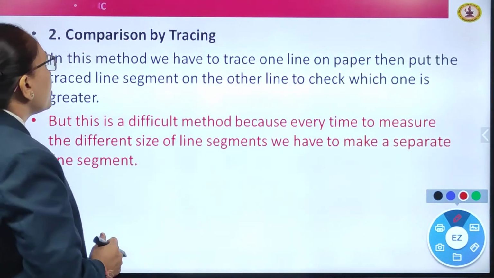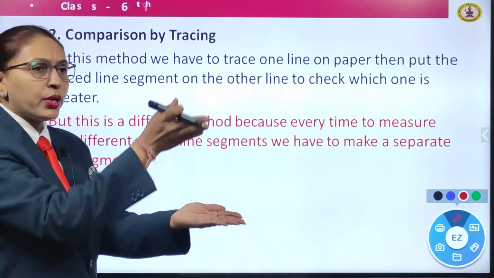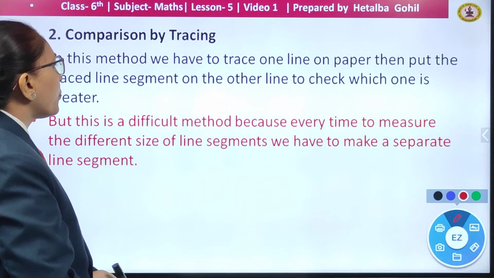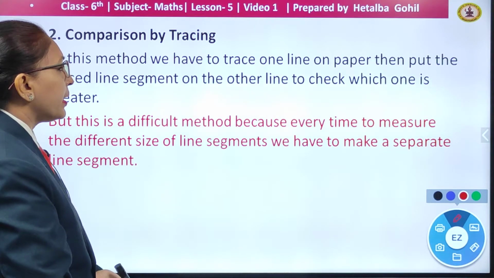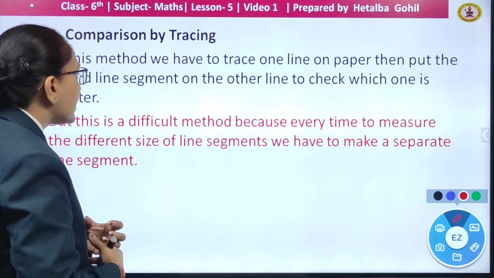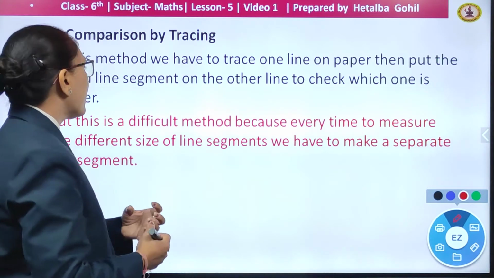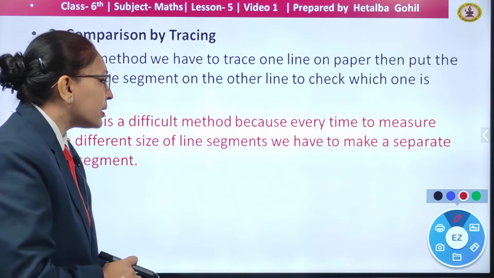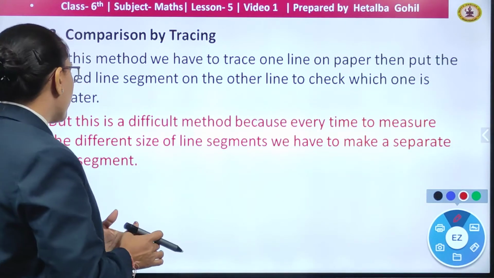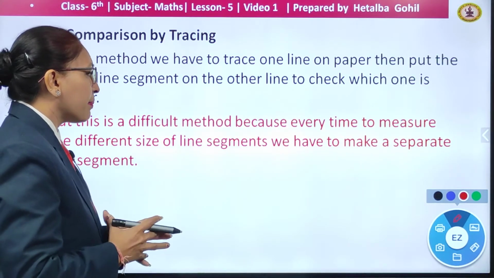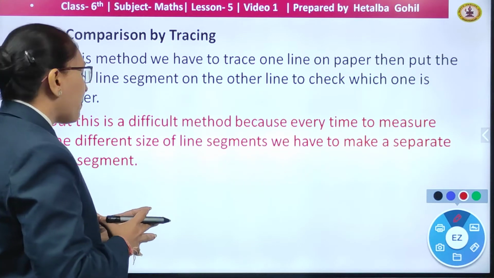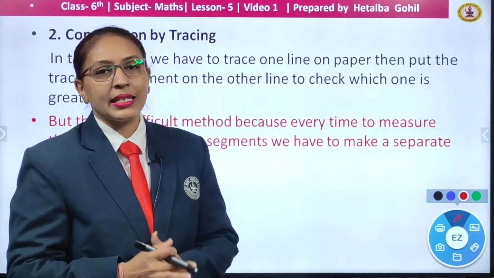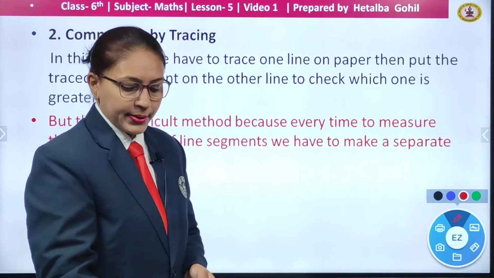Second, comparison by tracing. Tracing means putting one over the other. In this method, we have to trace one line on paper, then put the traced line segment on the other line to check which one is greater. But this is a difficult method because every time to measure a different size of line segment, we have to make a separate line segment. So your work will be increased and it is time consuming, right?